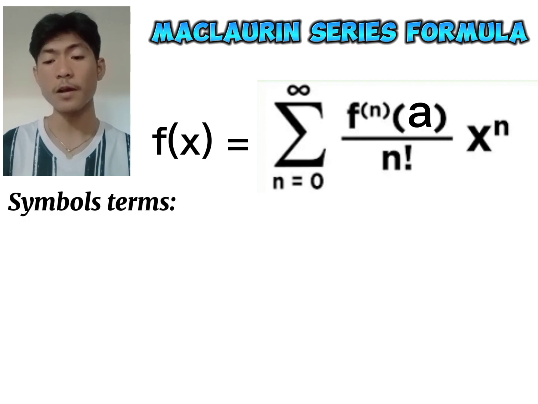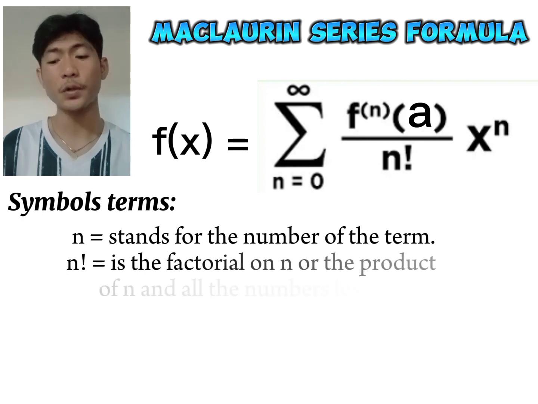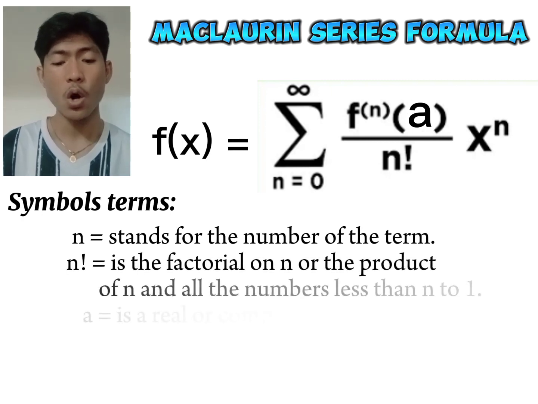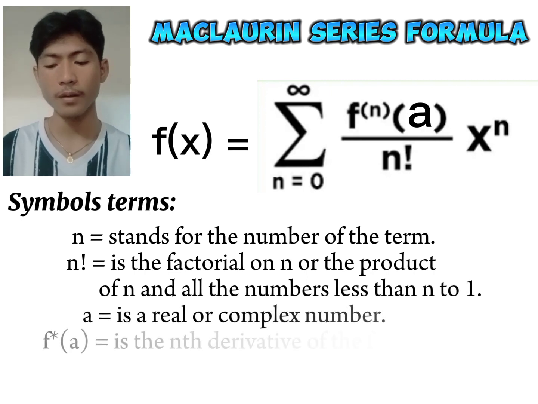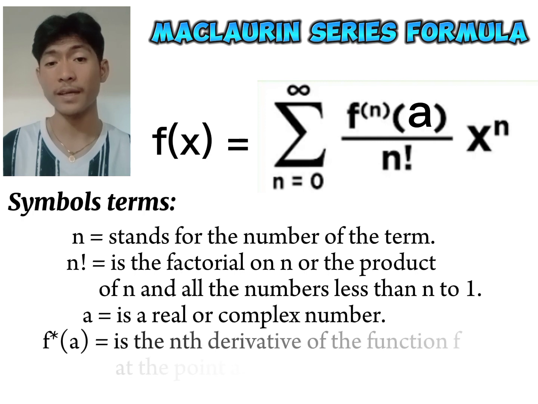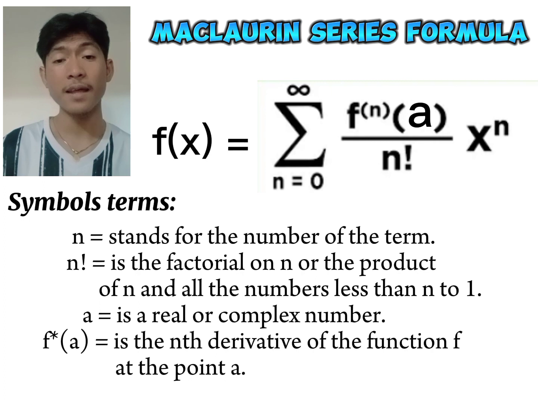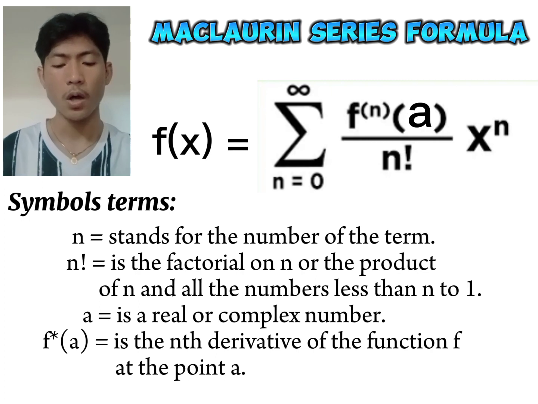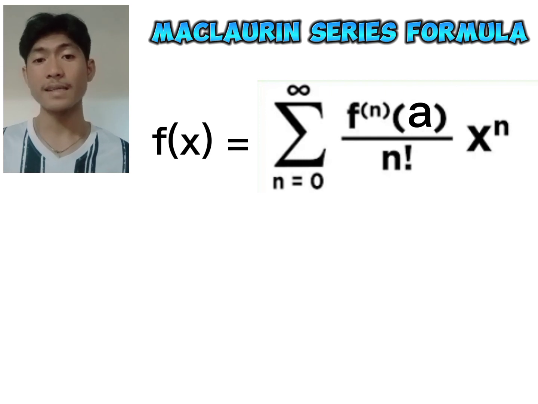According to this formula, n stands for the number of the term. N factorial is the factorial of n, or the product of n and all the numbers less than n down to 1. A is a real or complex number, while f to the n of a is the nth derivative of the function f at the point a. The Maclaurin series has an expansion series, so from this formula, we have to write the Maclaurin expansion series.